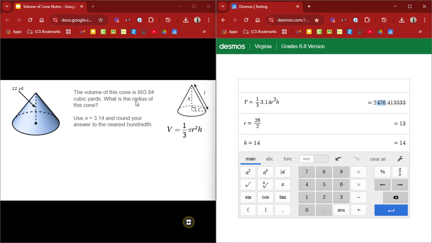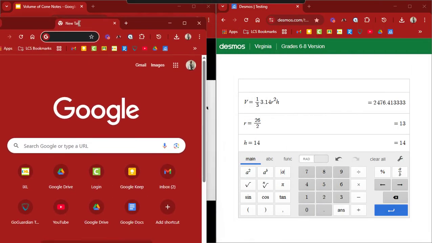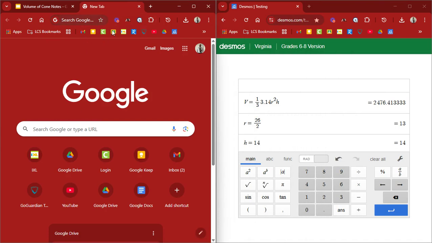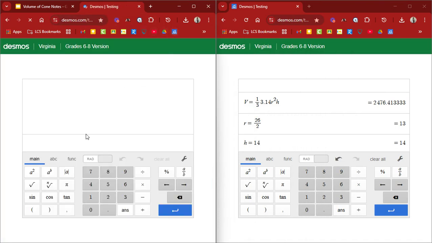Cubic yards. What is the radius of the cone? So this is what my formula is. Let me see if I can do this over here. And let's go to Desmos. It's going to be difficult for me to do this on the screen like this, but we're going to try this out.